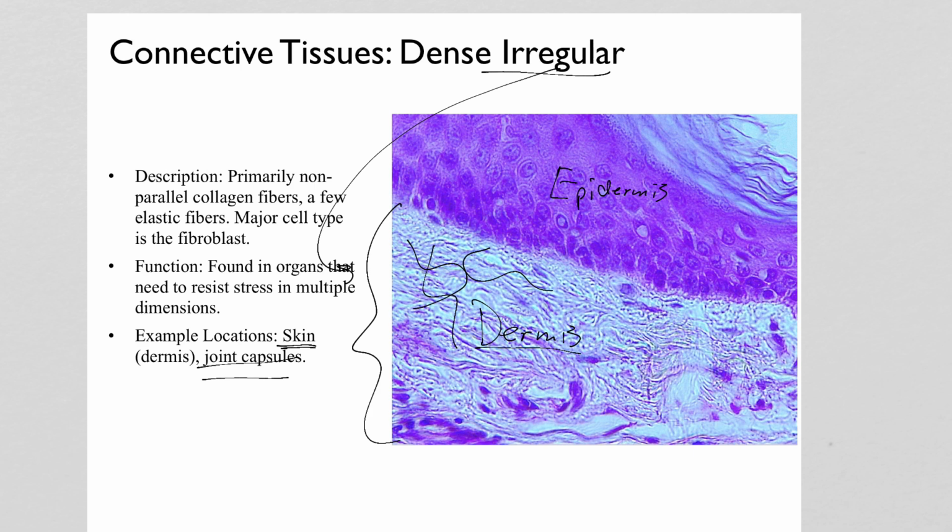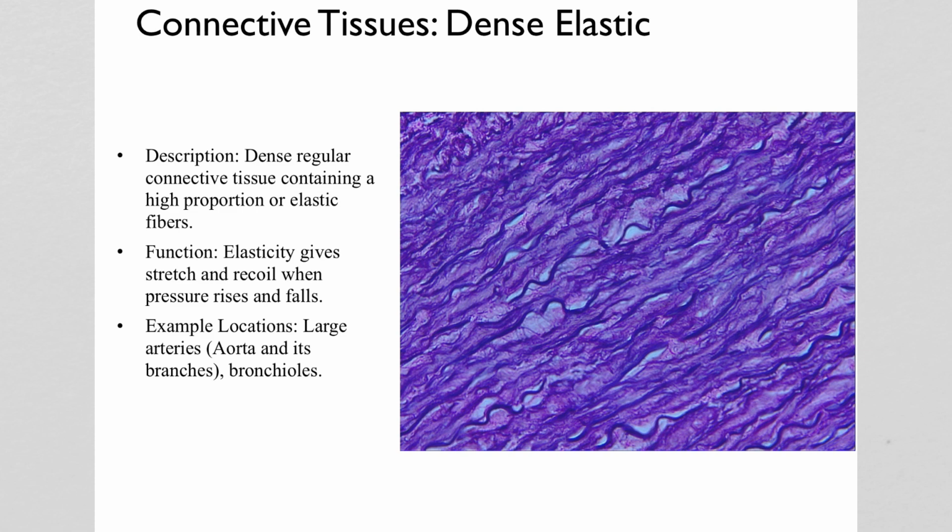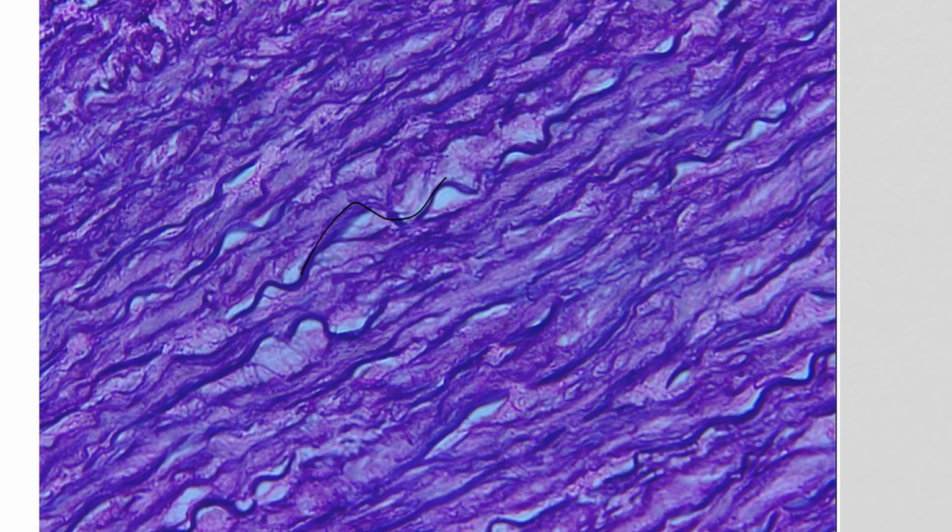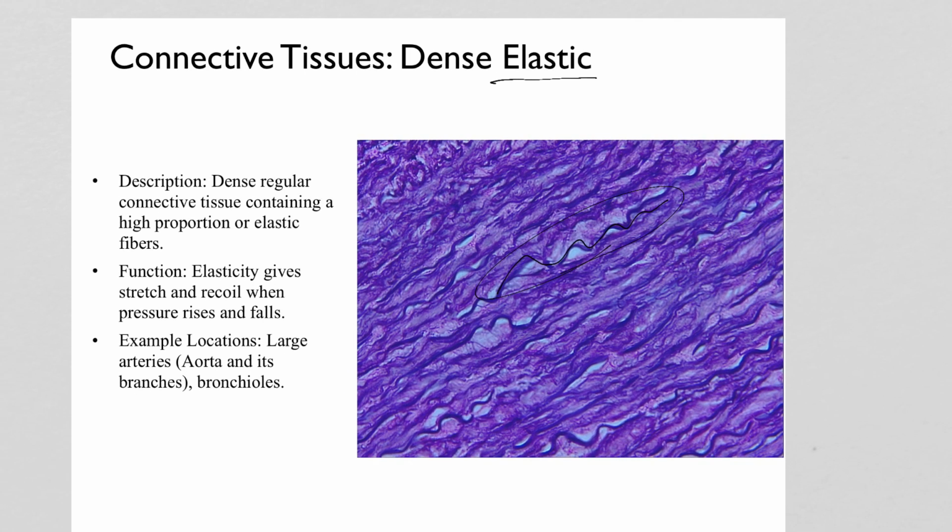Okay, so we've got dense regular and irregular. This is dense elastic. Notice the coils, right? These fibers that you see in the background very much look like springs, like they've got a coil structure to them. That's because when you pull on them, they're going to stretch out, right? Exactly like a spring or a rubber band would. And so you find dense elastic connective tissue mainly in large blood vessels and in air passages in the lungs.